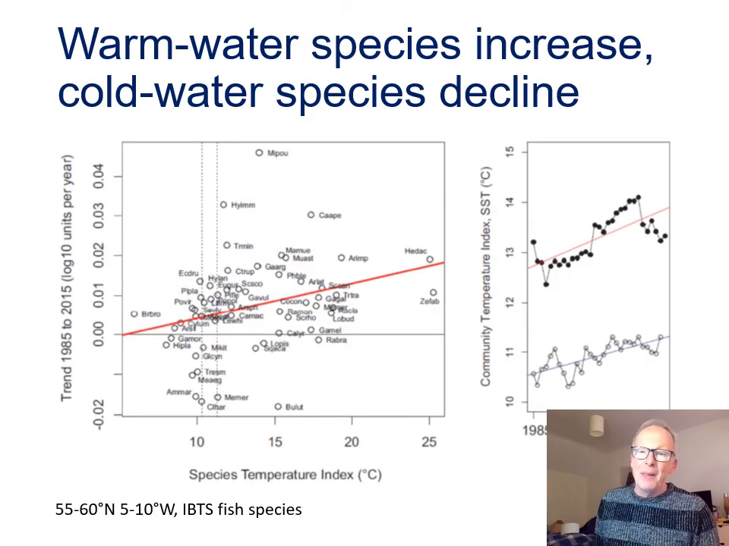And again, the general pattern everywhere is that warm water species tend to increase and cold water species tend to decline. So if the thermal affinity of the species is for colder temperatures than where you presently reside, then those species either don't change or don't increase, but warm water species are definitely increasing.